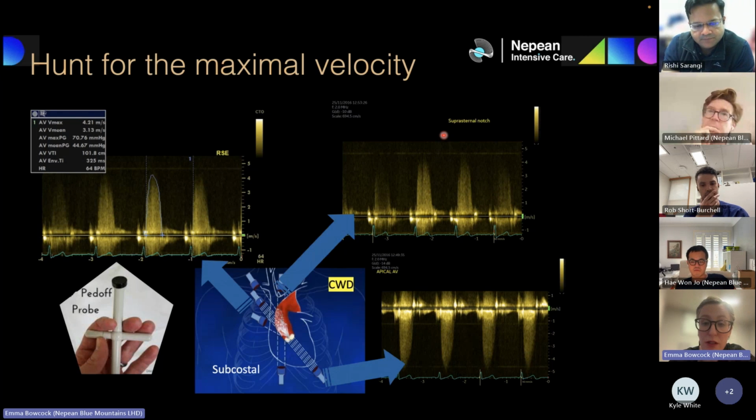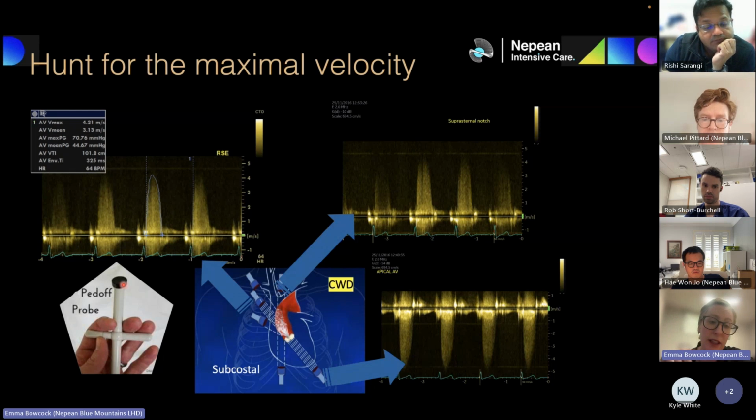This is suprasternal, so in the suprasternal notch, and you can see the footprint of the PDOF probe, which is just a continuous wave probe. It doesn't do anything else. So you've got constant back and forwards of your signal, so you can get really high velocities with it. And the small footprint means that you can maneuver it a little bit easier. You have to have the sound turned up because it's all about listening. You don't get any visual display of where you are, which makes it really tricky. And there's a learning curve with it, which I haven't quite mastered.